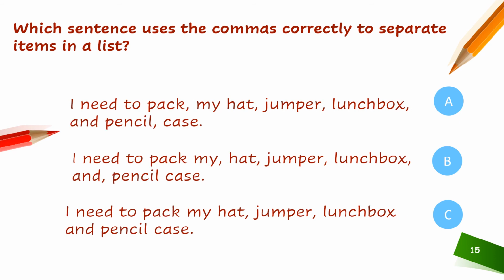Once again, look closely. Where has the commas been used correctly? Did you get number C? In this sentence, we had 4 items. We had a hat, jumper, lunchbox, and pencil case. So this time I needed 2 commas between hat and jumper and lunchbox. And then between the last 2 items, which is lunchbox and pencil case, I only needed to use the word and.